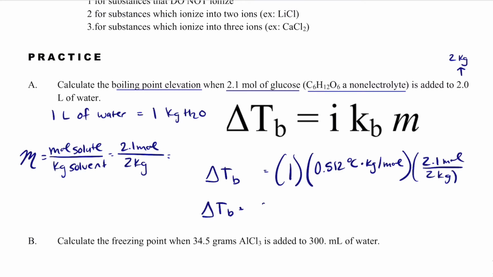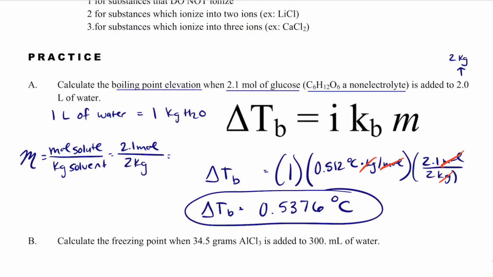I get 0.5376, and the unit would be degrees Celsius. Let me just prove it to you. Moles is in the numerator here, but it's in the denominator there. Kilograms is in the numerator there, and in the denominator over there. So we are left with just degrees Celsius because the Van't Hoff factor does not have a unit. And so that's how much my boiling point changes.